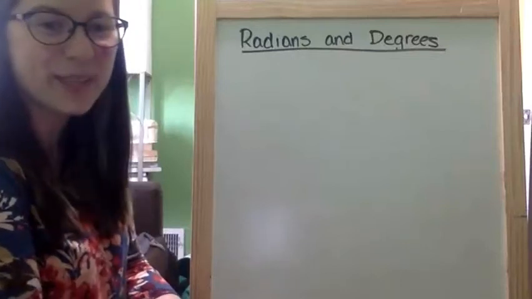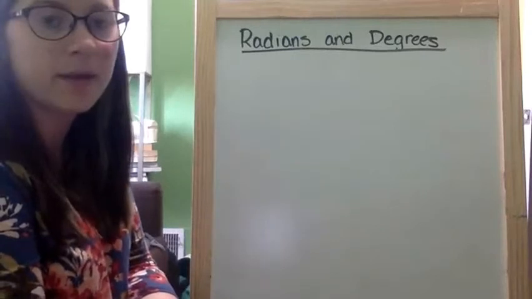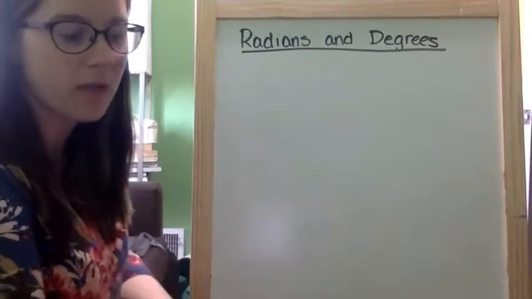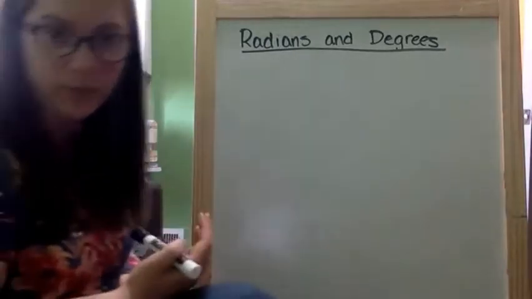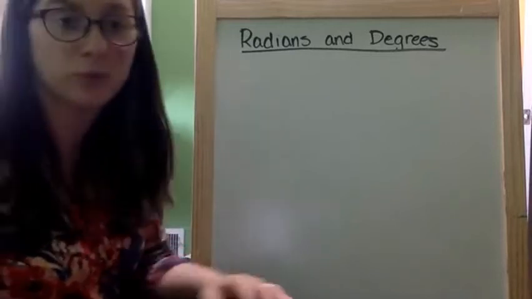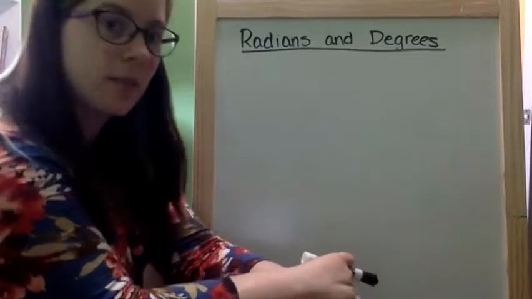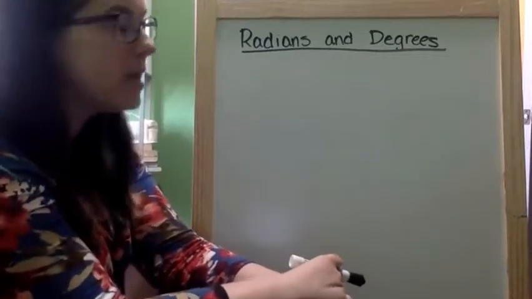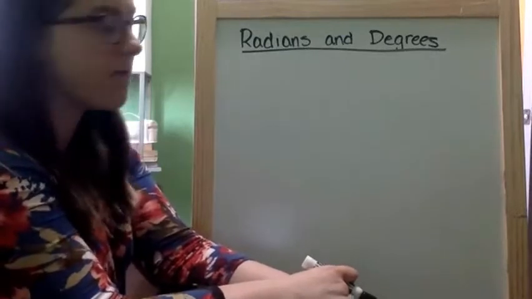Hey guys, so today we're going to talk about a couple of different important pieces of trigonometry and angle measures that are important for us to know going forward into our trig unit. So we're going to talk about something called radians. These were introduced at a small level in your geometry class, but we're going to talk about them a little bit deeper here.